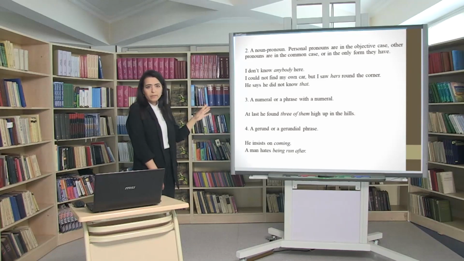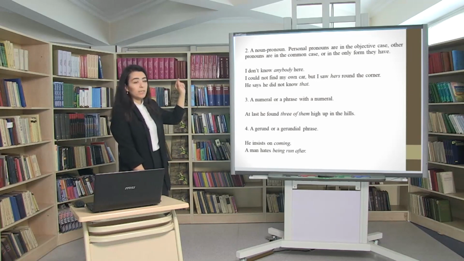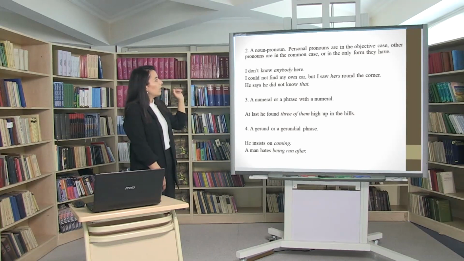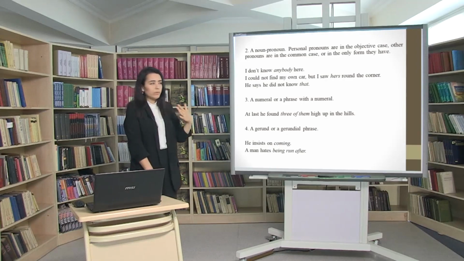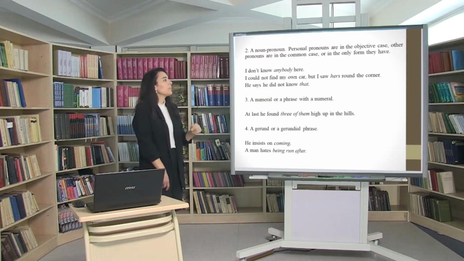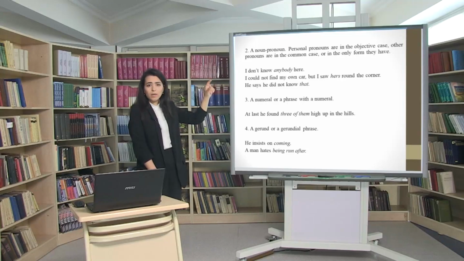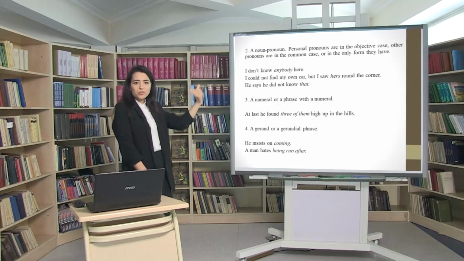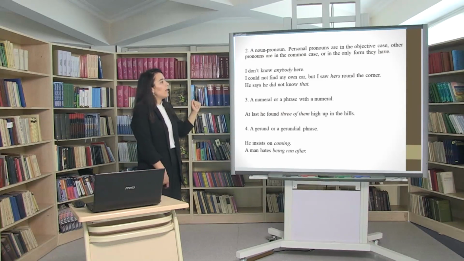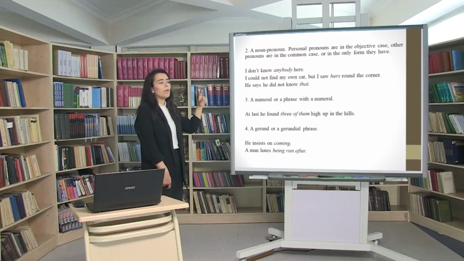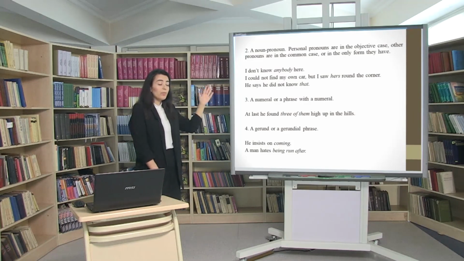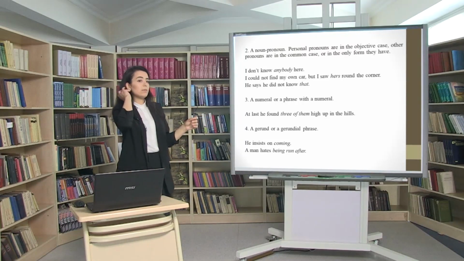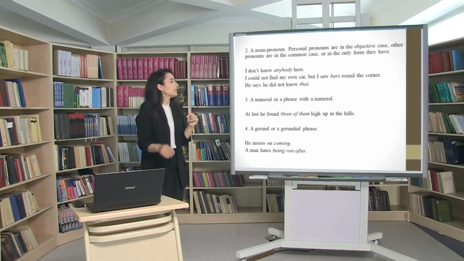I don't know anybody here. Anybody is an indefinite pronoun, and this is used in the function of object here. The next one, I couldn't find my own car, but I saw hers around the corner. Hers, I have written in italic letters in order to differentiate these words from the others. Hers is a possessive pronoun, an absolute possessive pronoun, which means that it is not followed by any noun in the sentences.